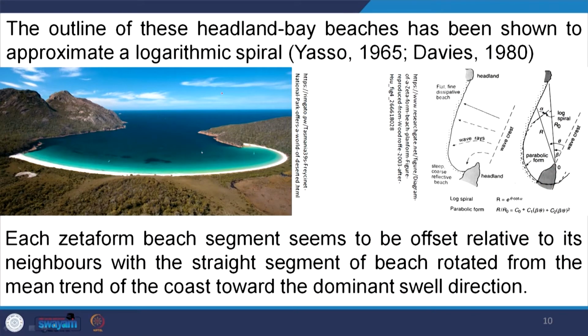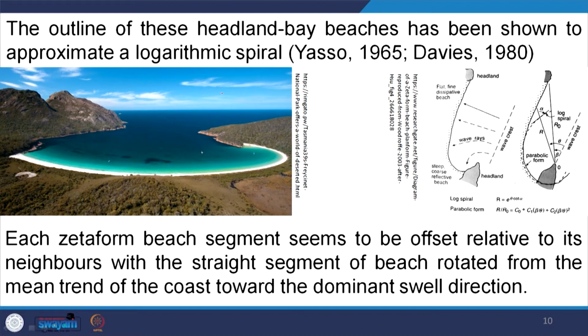The outline of these headland bay beaches has been shown to approximate a logarithmic spiral, and each zeta-form beach segment seems to be offset relative to its neighbors, with the straight segment of beach rotated from the mean trend of the coast towards the dominant swell direction.